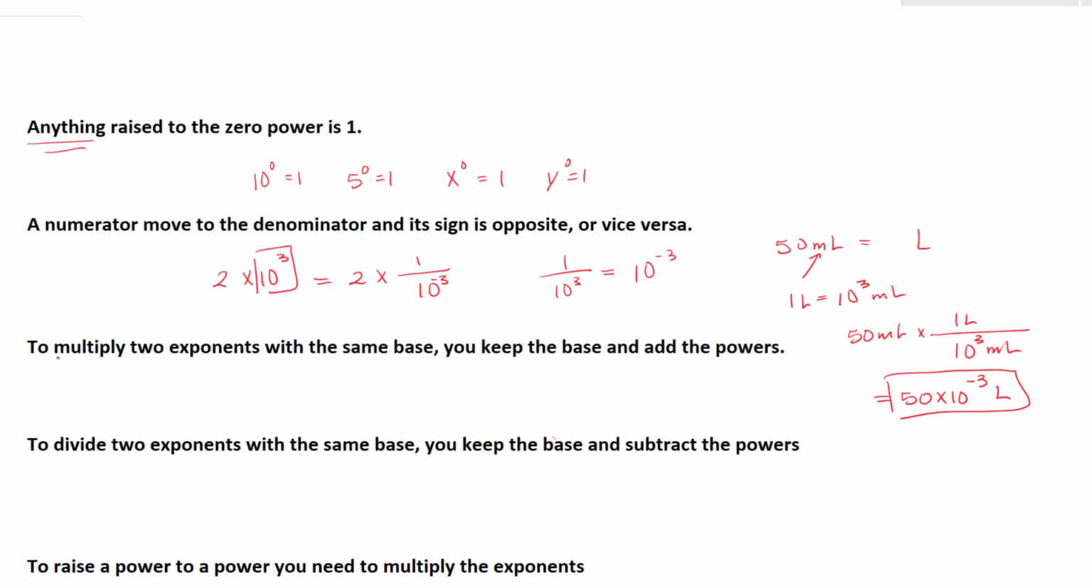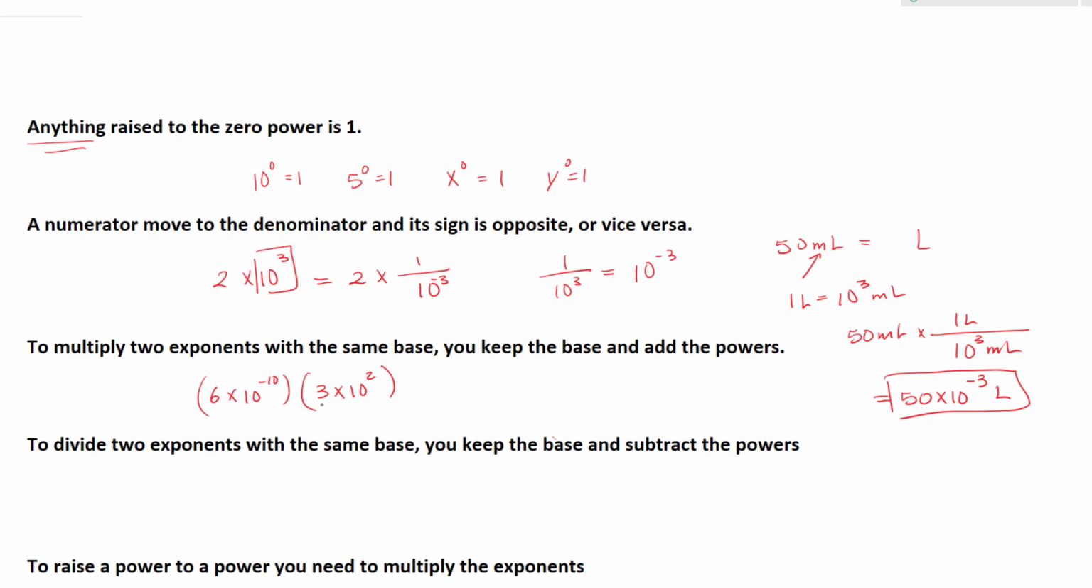For the next rule, when we multiply two exponents with the same base, we keep the base and add the powers. So what does that really do? For example, we have 6 times 10 to the negative 10, and that is multiplied by 3 times 10 to the second power. Okay, let's do that.